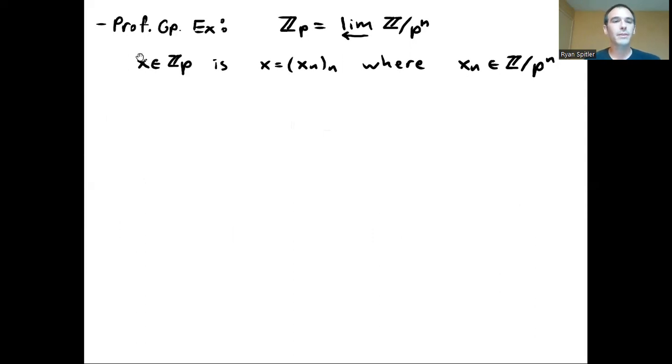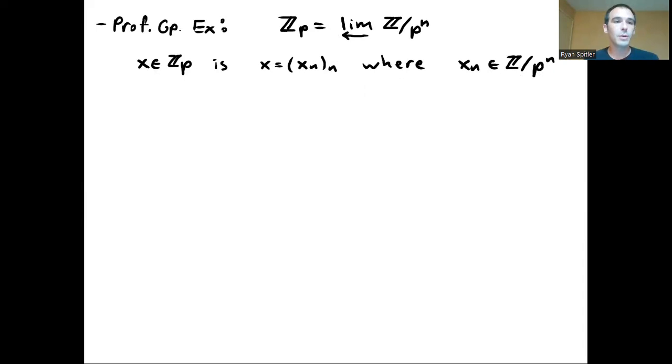So what is an element of this profinite group? The way I usually think about them is that x in Z_p, these elements of this profinite group, are actually a subgroup of the direct product of all of these finite groups. So x is going to be an element in the direct product of the x_n, where we index over n. We have Z mod p squared, Z mod p to the third, we have this direct product over all of these. And we choose some element x_n from each of the Z mod p to the n.